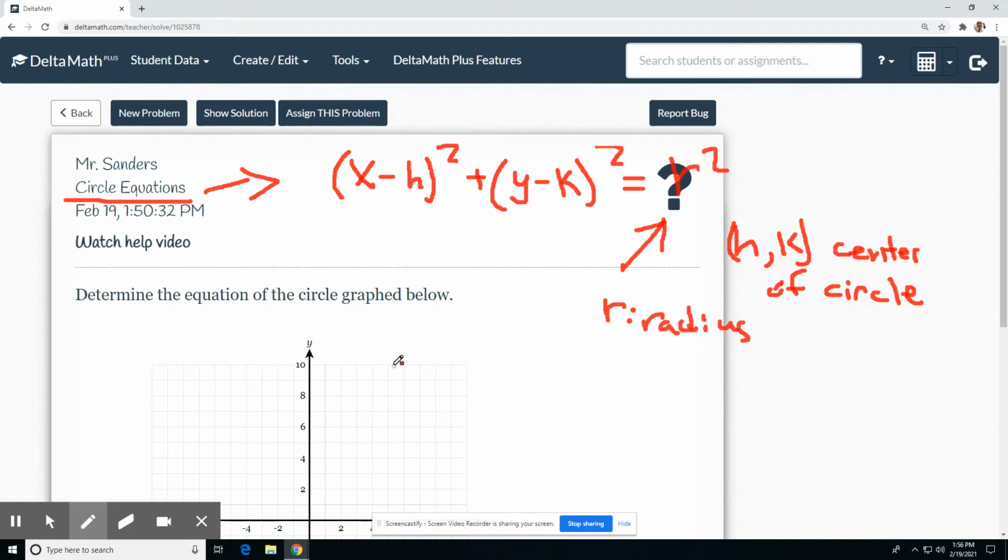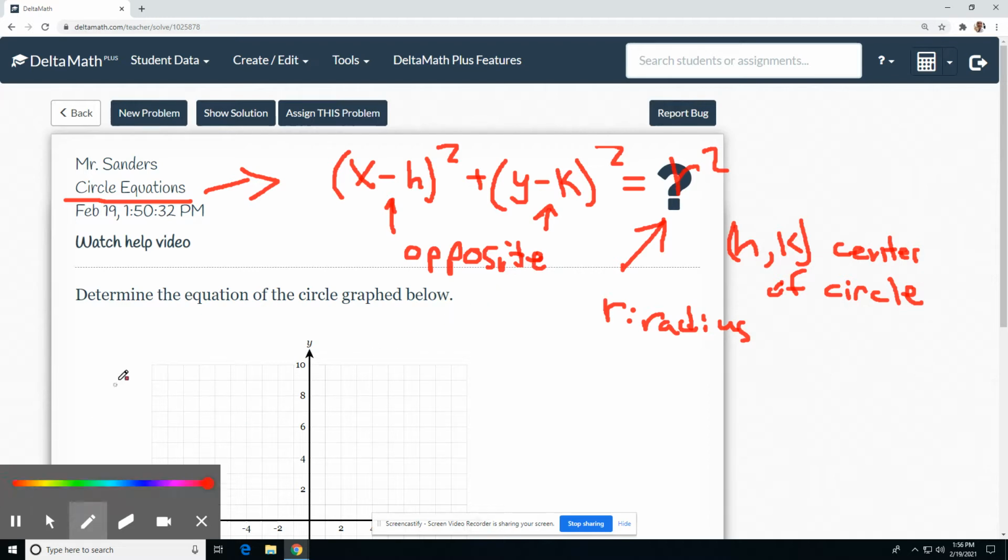Okay, so the way I always like to think about it is these negatives kind of throw me off a lot, so I always think of it as an opposite idea or opposite numbers of whatever we see. So remember, negatives mean opposite. So that's my main idea that I like to use to make these a little bit easier to deal with.